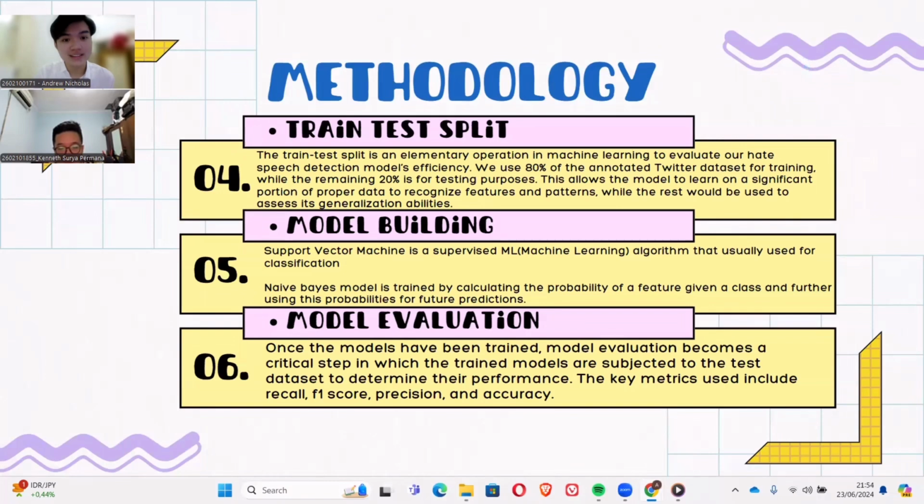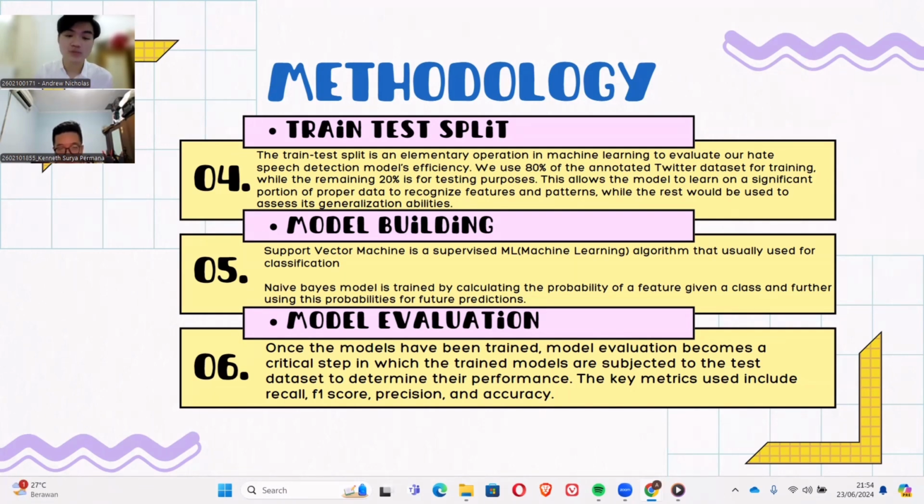The fourth part is train test split. The train test split is an elementary operation in machine learning to evaluate our hate speech detection model's efficiency. We use 80% of the annotated Twitter dataset for training, while the remaining 20% is for testing purposes. This allows the models to learn on a significant portion of proper data to recognize features and patterns, while the rest would be used to assess its generalization abilities.